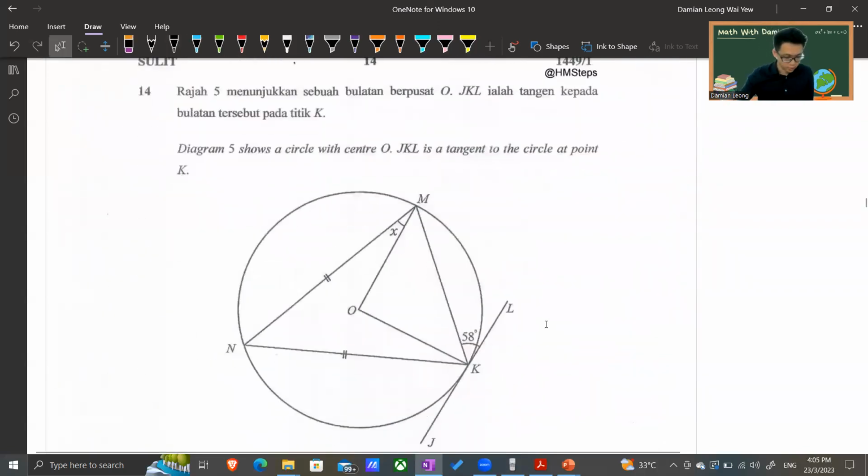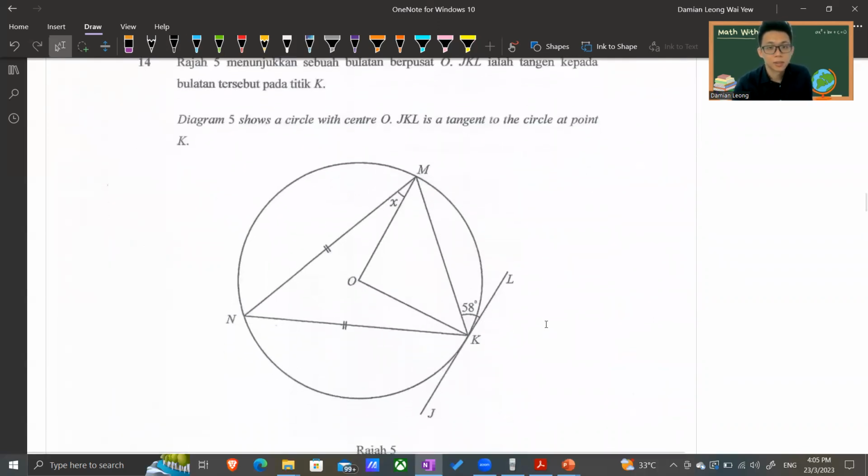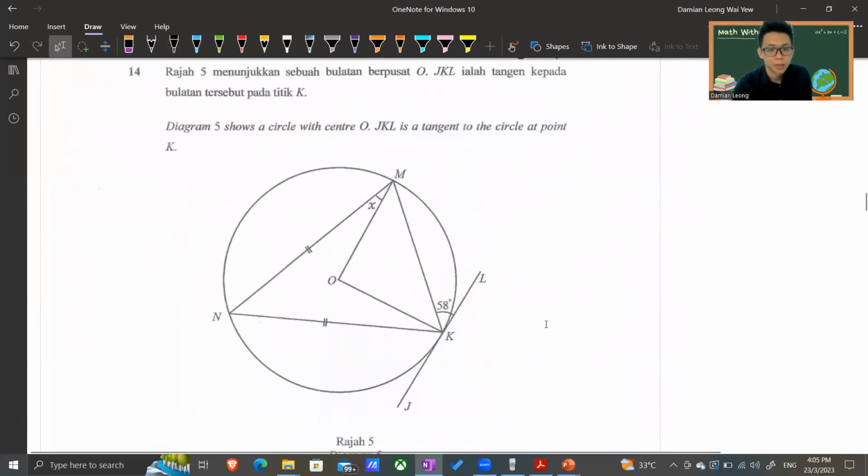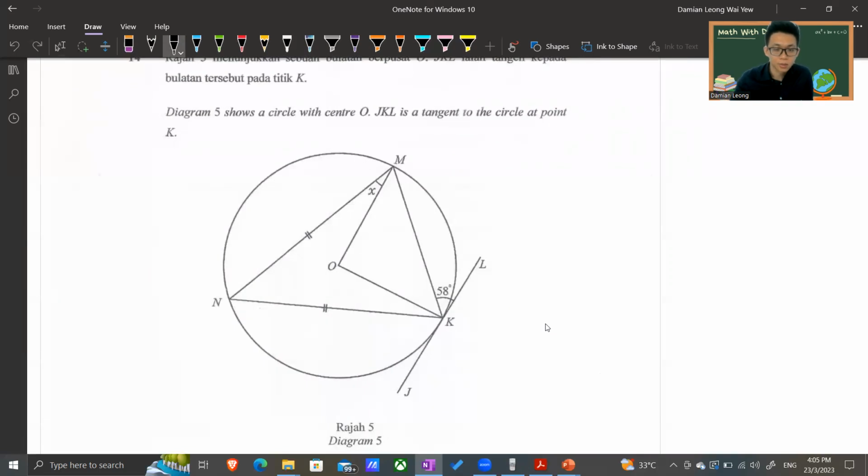Next, question 14. I have a circle here with center O. JKL is tangent to the circle at point K. So I have a tangent line to the circle. When we have a tangent line and a triangle, we use the angle in the alternate segment. So if here is 58 formed by the chord and the tangent line, the angle opposite of the chord will be the same. Here is 58 degrees. It must be all three corners of the triangle on the circumference. Don't go and use this.